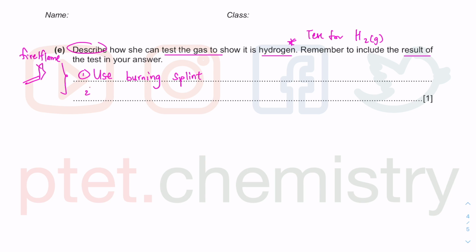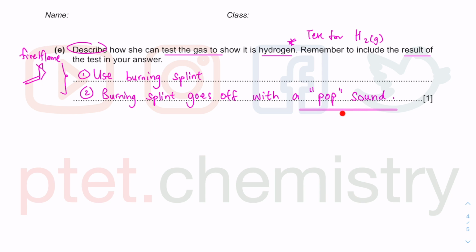And then what is the result? The burning splint will go off, meaning to say the fire will go off with a pop sound. That is very important. It burns with a pop sound as you are producing water because the hydrogen reacts with oxygen and they give you water. The burning splint will no longer burn, but it will go off with a pop sound. That is the number 1 test result. The identity of hydrogen can be confirmed when the gas puts out the burning splint with a pop sound.